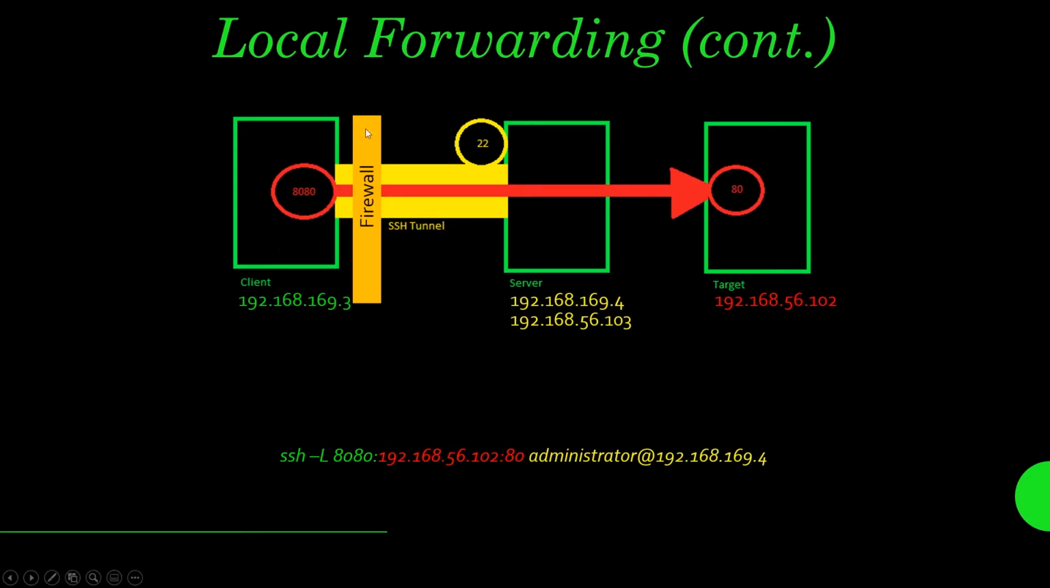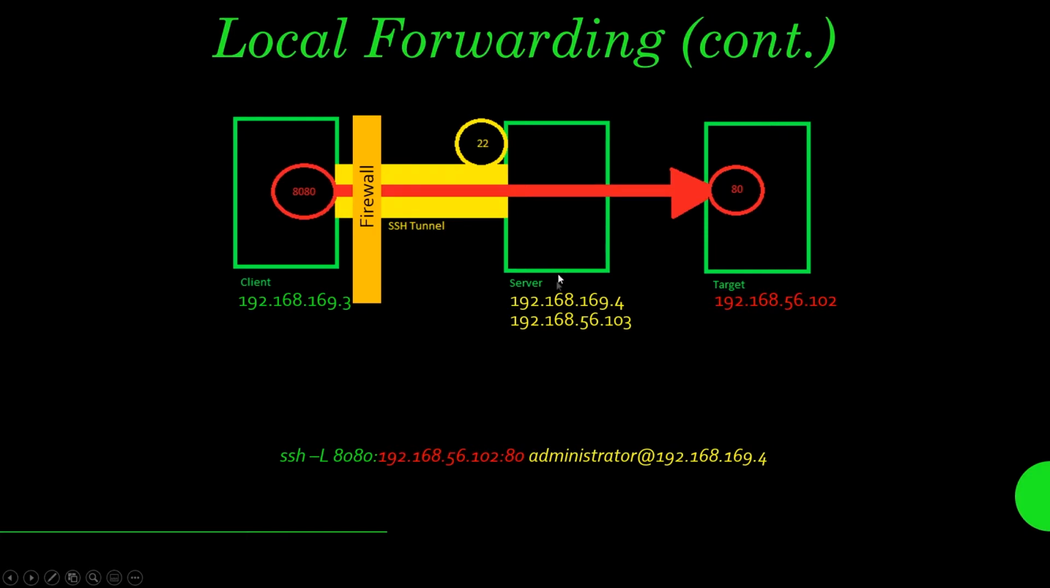An example. Let's say you're behind a firewall for whatever reason. Here's your client's IP address. This is you. As you can see, we're on the 169 network. So we're going to do ssh -L 8080. That's our local port, the listening port that's going to be open on our machine. And then your target's information.